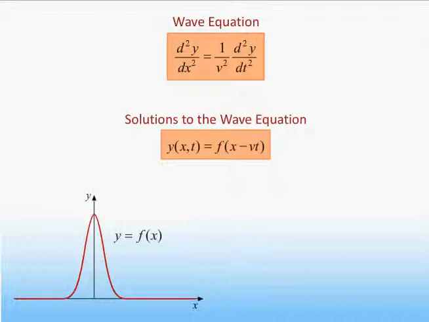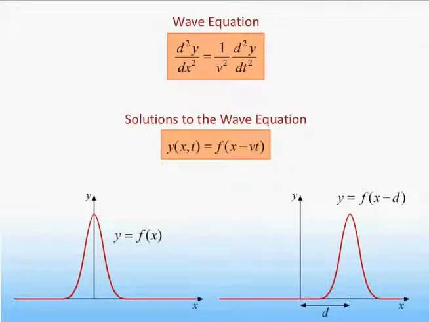For example, here we see a shape described by the function y is equal to f of x. We now move the shape to the right a distance d along the x-axis. The new shape is described by exactly the same function if we just change the argument from x to x minus d, since the new argument will have the same value when x is equal to d as the old one did when x was equal to 0. Now, if this shape, we'll call it a pulse, moves to the right with constant speed v, we can describe the motion completely by simply replacing d by v times t in the argument of the function.